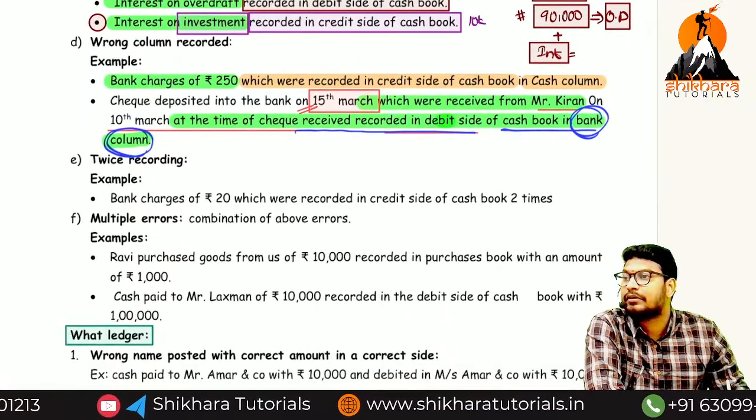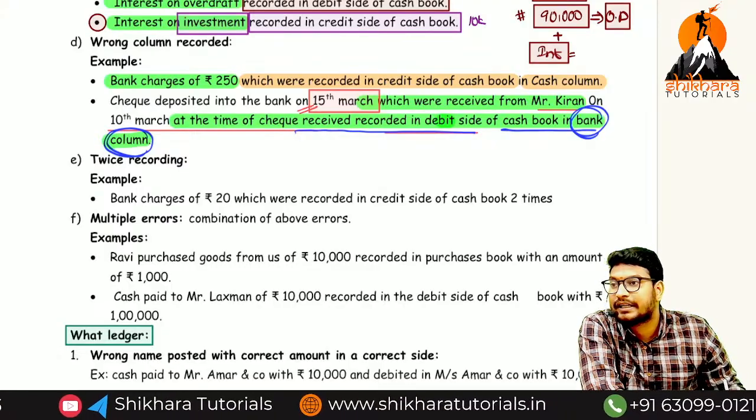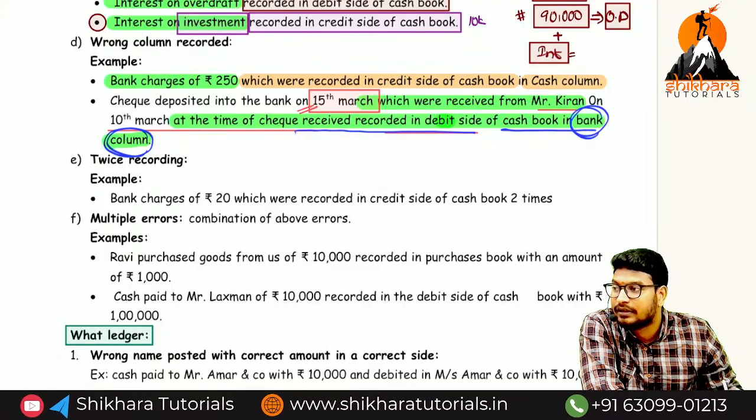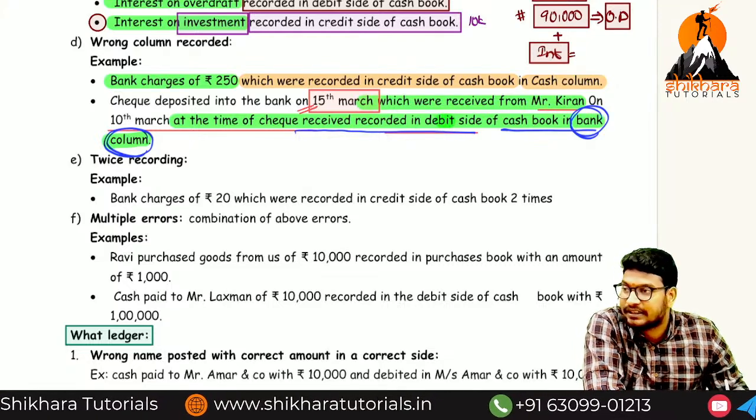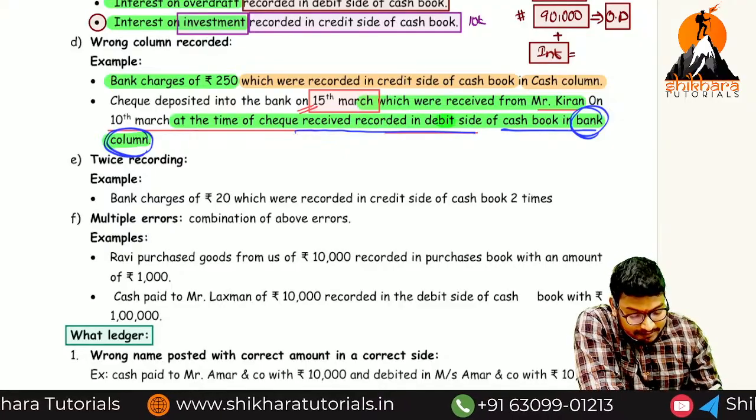So twice recording means what, ma? In the same book, we are recording the same transaction 2 times. So one time what we need to do? Cancel. Cancel one time. This is a rectification entry. See this one and try to understand this one, ma.